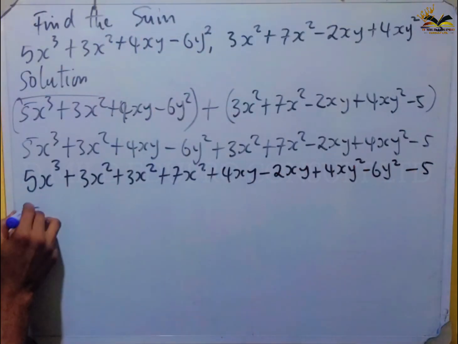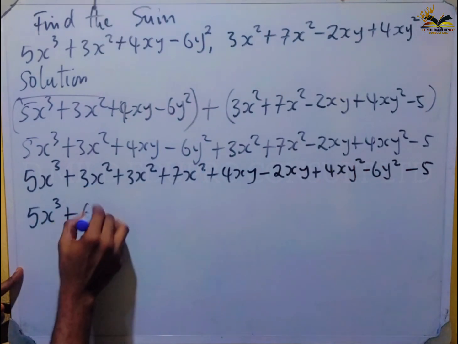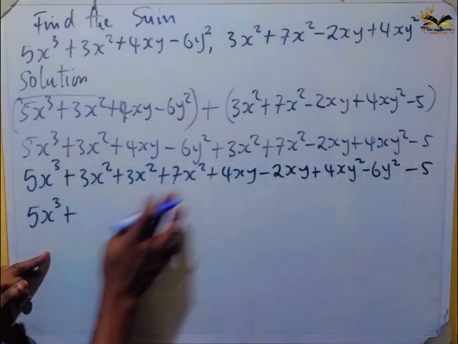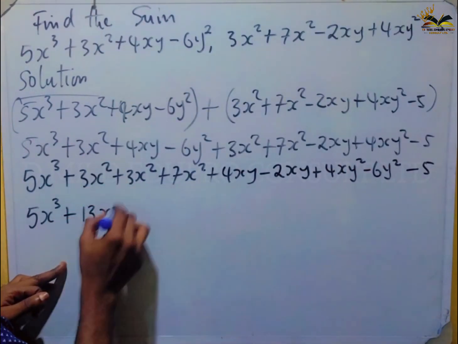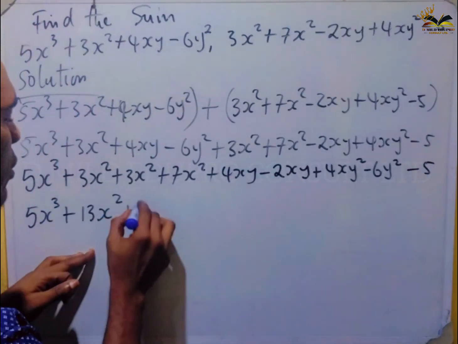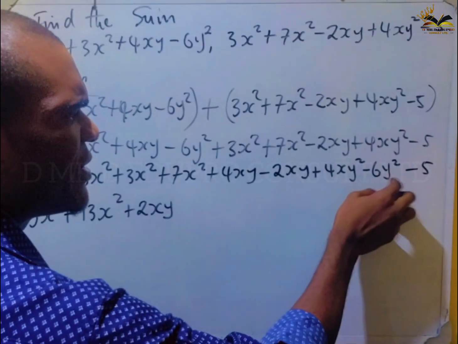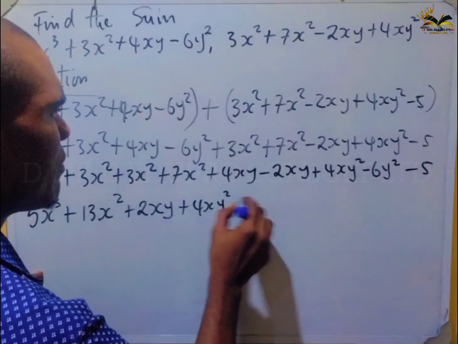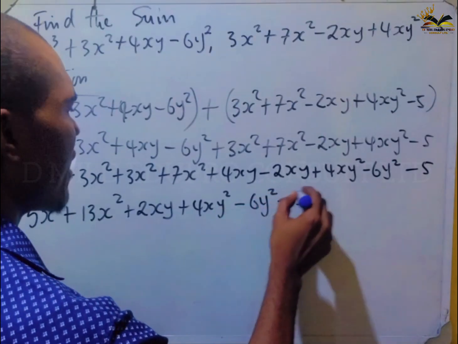So here we have 5x^3, plus these two, we have a 6x^2. Sorry, with this we have to add 7 too. This 6x^2 plus this will give you 18x^2. This 4xy minus this 2xy, you have plus 2xy. Look at what we have here, this 2 is different from this. So we have a plus 4xy^2 minus 6y^2 minus 5.